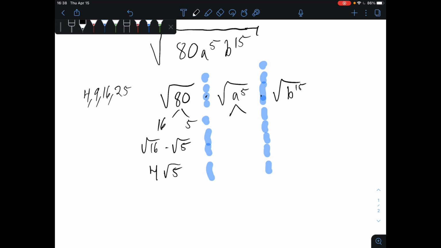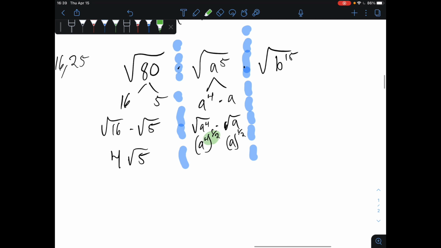Same thing with this guy. Let's see if we can separate this into a to the 4th times a. And so, separating this out, we have the square root of a to the 4th times the square root of a. Well, the square root of a to the 4th, that's just going to be a to the 4th to the 1/2 power. And so looking at this, these two will multiply together and we get a squared. And then, well, sadly, a to the 1/2 doesn't do anything, and that just stays as the square root of a. All right, fine.